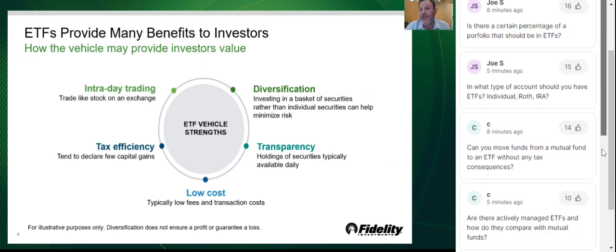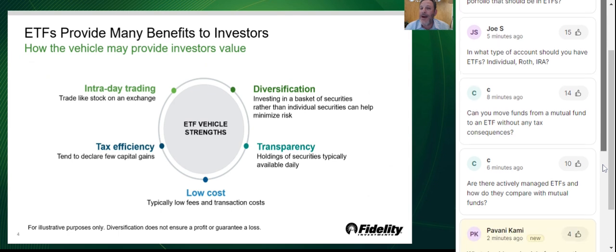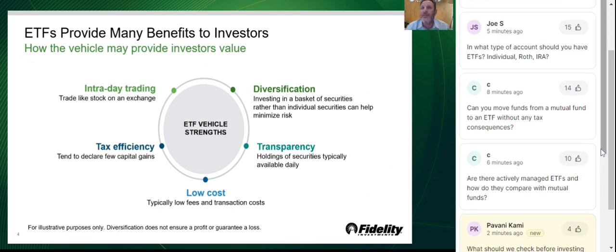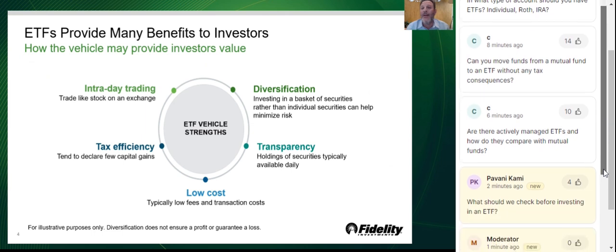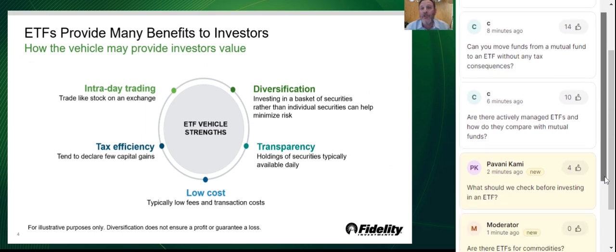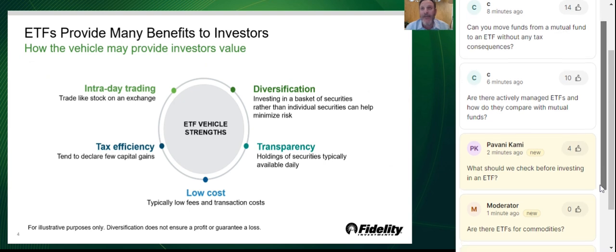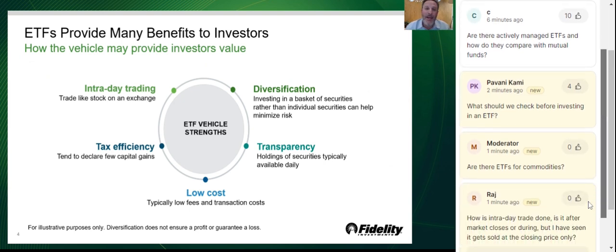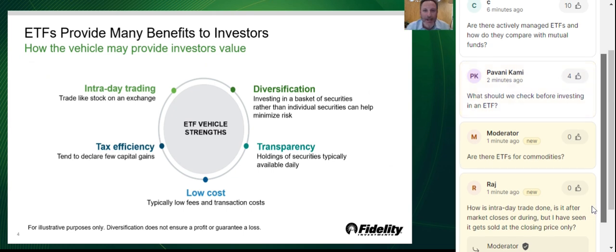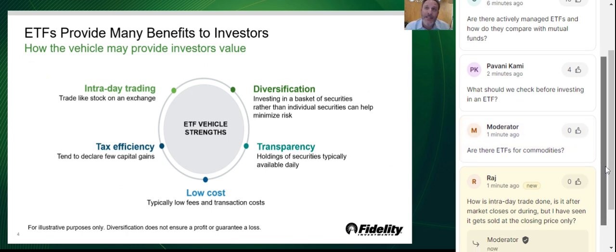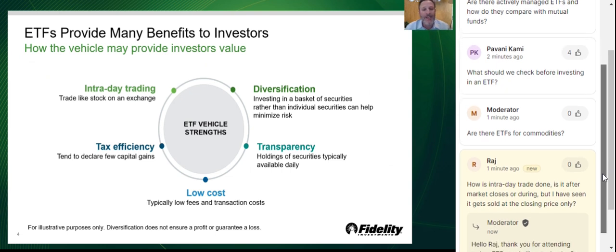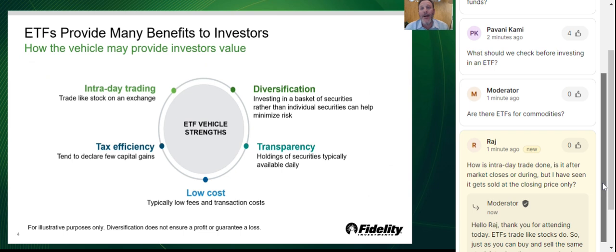So again, it might be diversified across a number of names, but you've still narrowed or zeroed in on a very specific theme. But either way, you're going to get a number of companies that are trying to exploit or make money out of that theme. Transparency. Again, I don't know, 99 point something percent of all ETFs in the marketplace today are fully transparent. They show you all of their holdings, all of the weights. You know exactly what they own at any point in time.